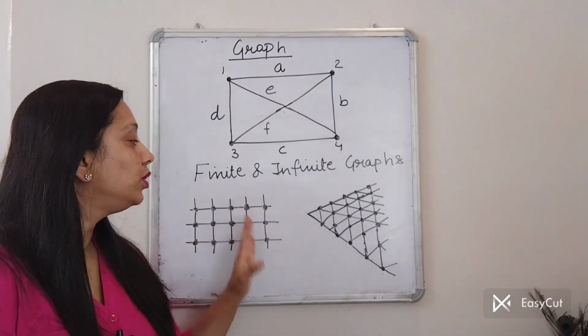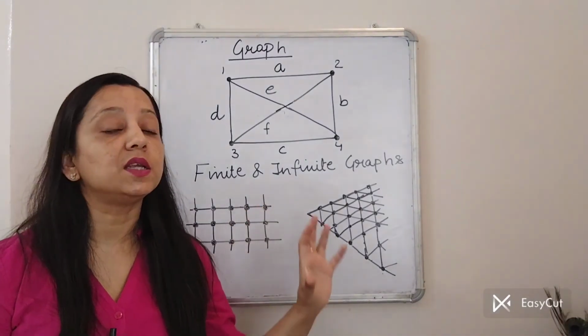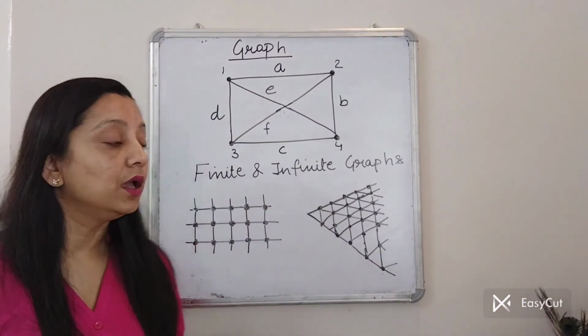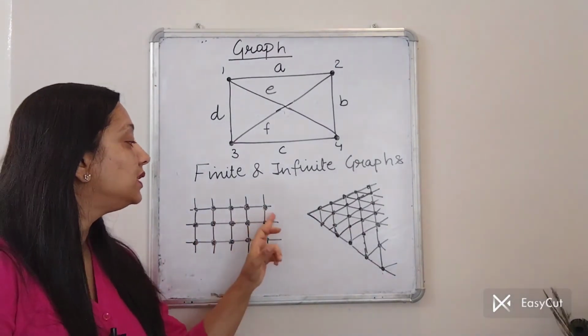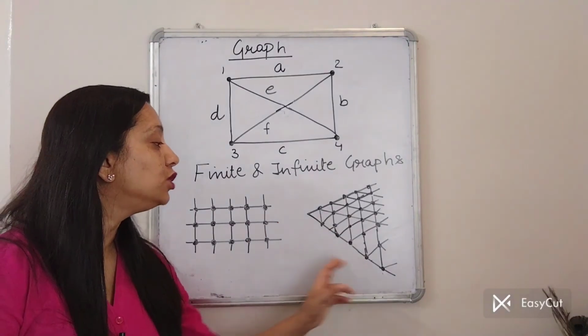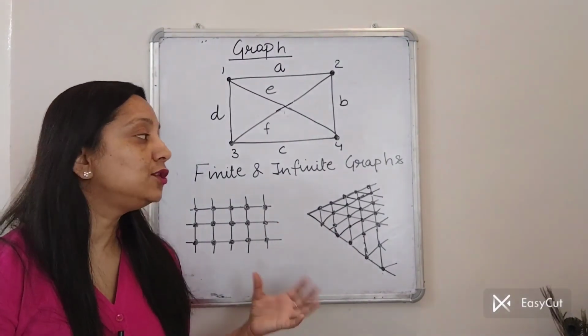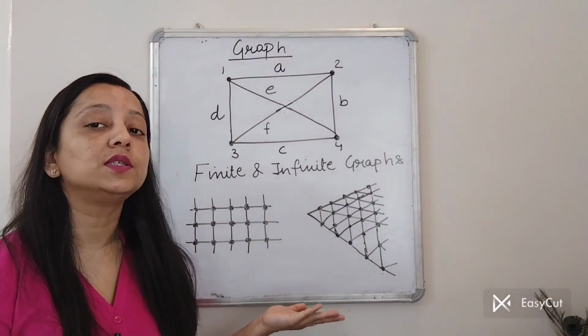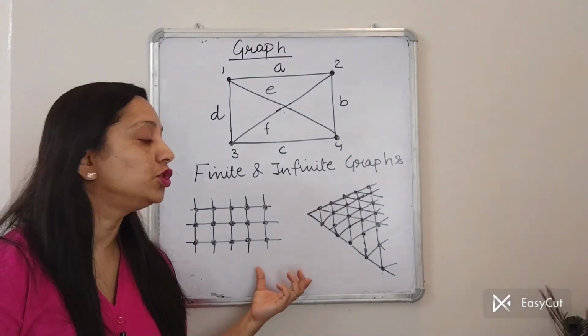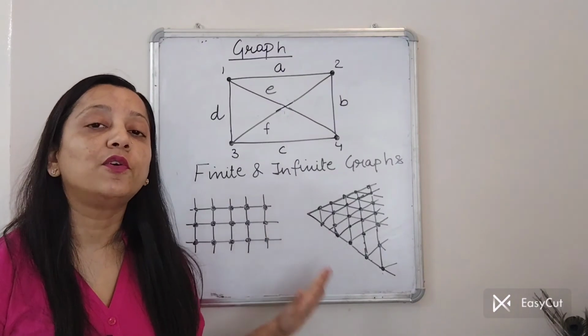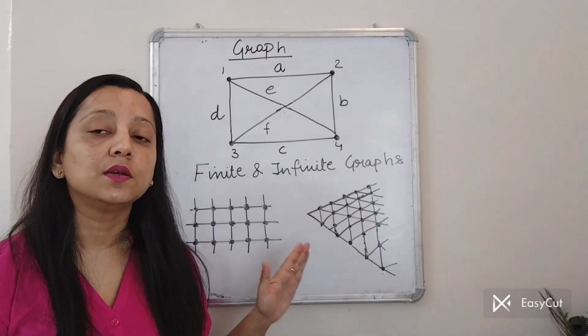It is not possible here to keep a track of where the edges and vertices would be ending. You cannot find out where exactly the vertices and edges of these two portions of two infinite graphs would be ending. Hence, you cannot count the number of edges and vertices that you have in these two portions of infinite graphs. Therefore, they are known as infinite graphs.